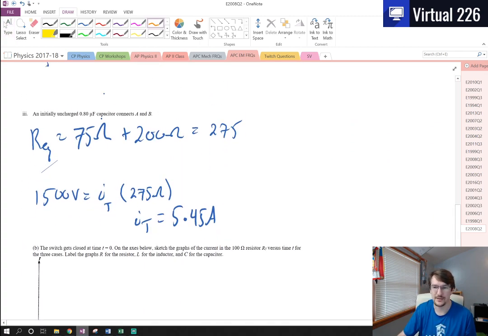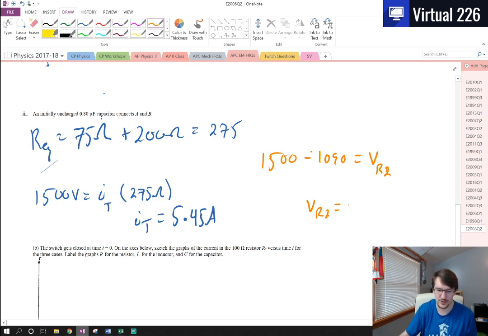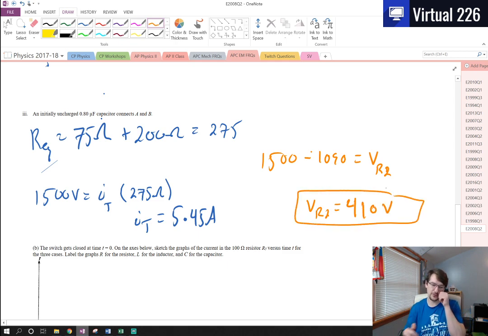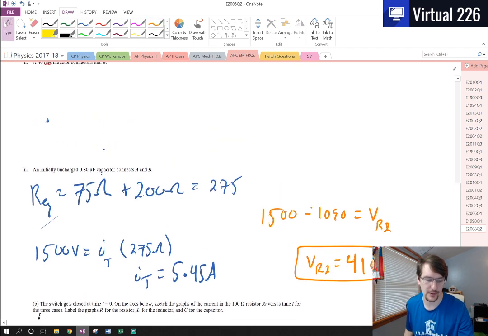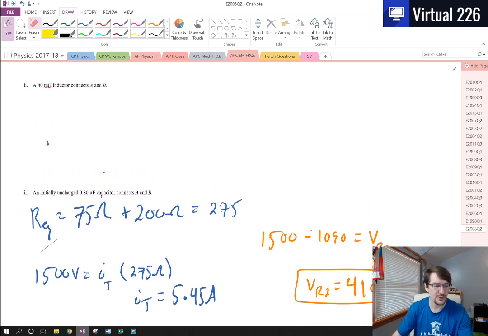And what we can say is, knowing that 1500 minus the 1090 is going to equal the voltage across R2, which means the voltage across R2 is going to equal 409, or about 410. Let's just put in 410 volts here. That's just because we found out what happened on the first one, so the rest of the circuit has to take that amount. Okay? So that's what we did with the cap.